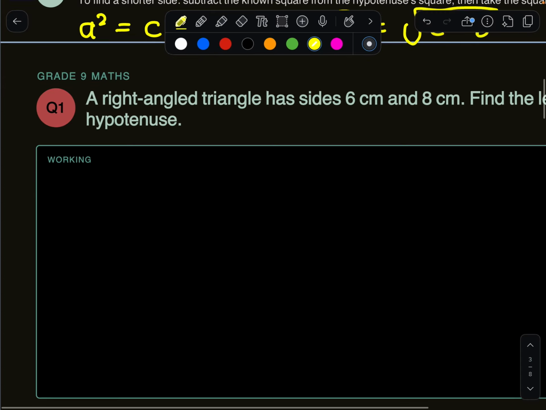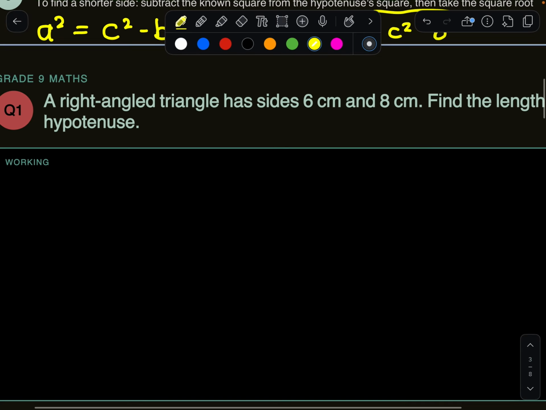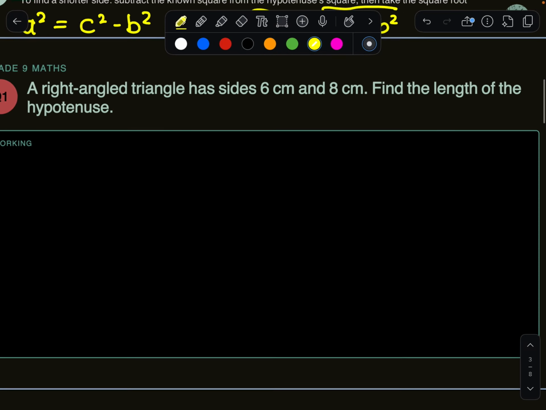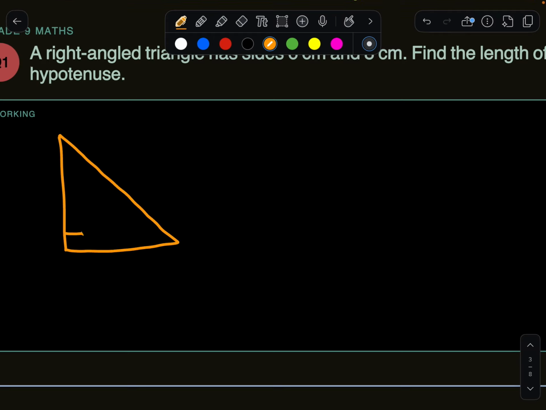So question 1: a right angle triangle has sides 6 centimeters and 8 centimeters. Find the length of the hypotenuse. Okay, so let's draw this. So we have a right angle triangle. They tell us one of the sides is 6 centimeters, one of the sides is 8 centimeters. What is the hypotenuse? In this case, we're going to label the hypotenuse as C, and we are trying to find C.